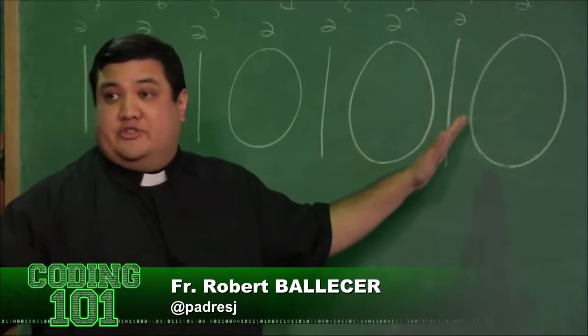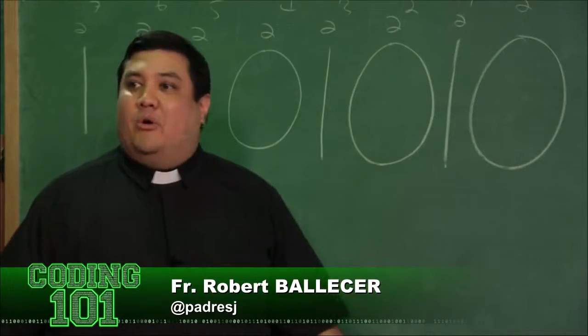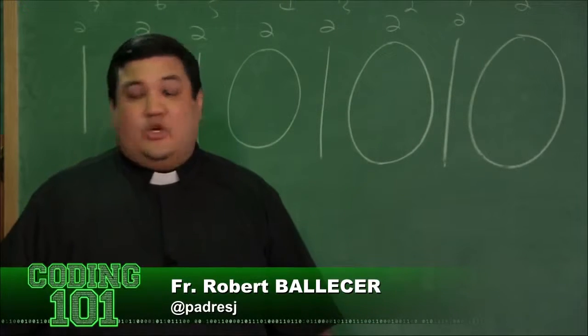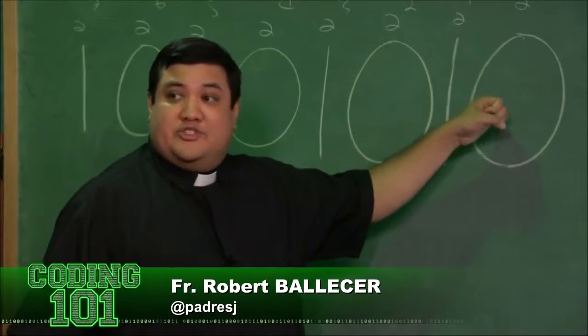2 to the power of 1 is 2, which means my numbers could only be even. So what this very first position does is allow me to have odd numbers. Because if I have a 0, then I know that it's an even number. If it's a 1, I know I have an odd number.